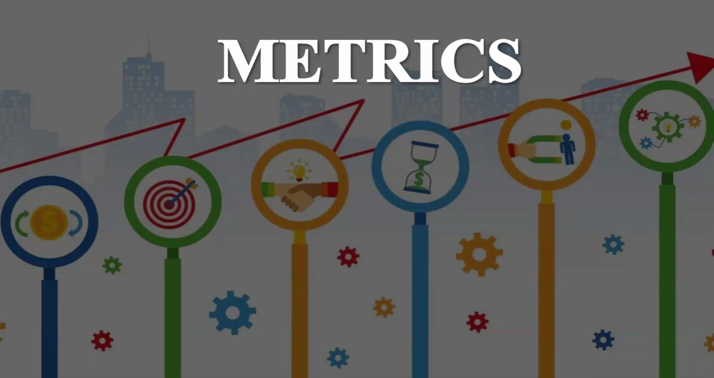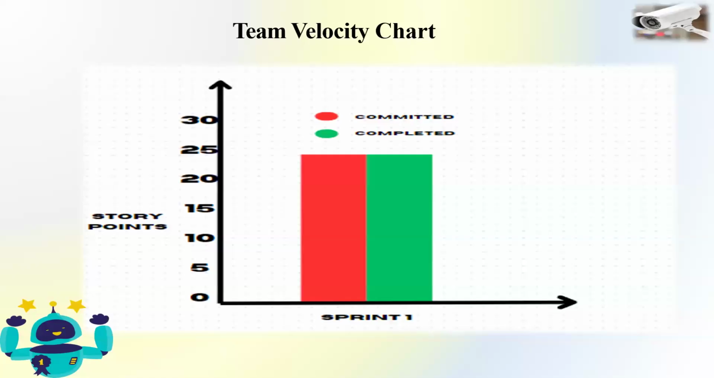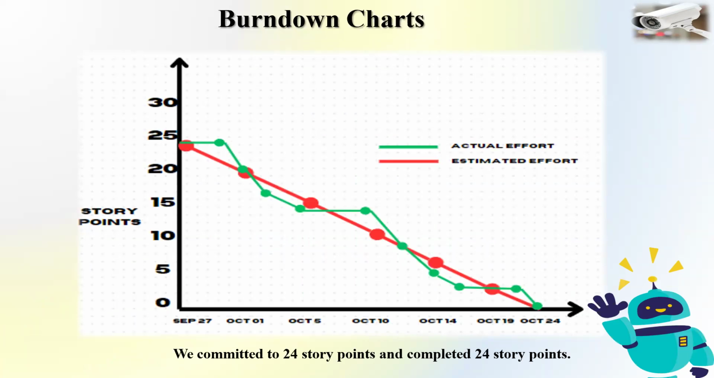Yeah, man. Here are the metrics of the project. Coming to the velocity chart, we selected 24 story points and we completed all 24 story points. Here you can see the red one indicates the committed and the green one indicates the completed. So these are burn down charts. Here the green line indicates the actual effort and the red line indicates the estimated effort. We tried our maximum and put in our complete effort to do the project.